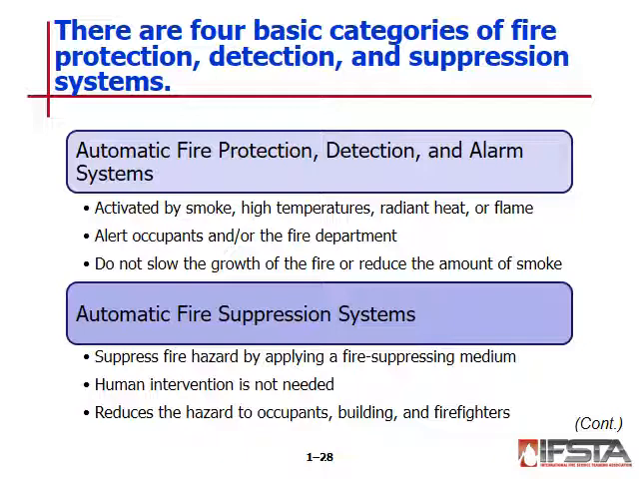Next, we have automatic fire suppression systems, and they work to suppress the fire hazard by applying a fire suppressing medium to the fire, whether it be water or CO2 or whatever the case may be. Now, human intervention is not needed for their effectiveness. This process reduces the hazard to the occupant, to the building and its contents, and to the responding firefighters as well.